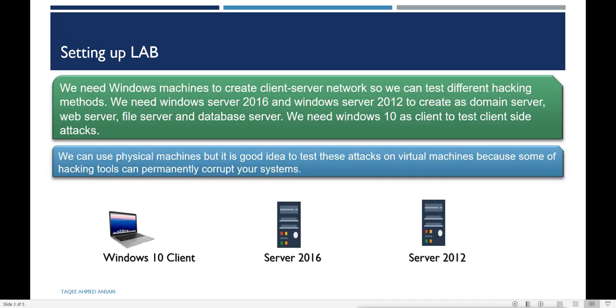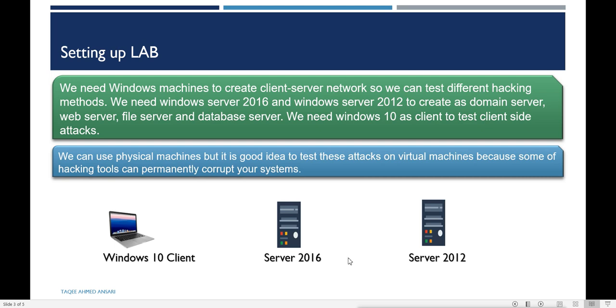So what we need basically is Windows machines to create a client-server network, so we can test different hacking methods. We need Windows Server 2016 and/or Windows Server 2012 as a domain server, so that we can create a domain and domain controller. Then we can create some web servers, so we need Windows machines to create the domain and web server. We can create file servers and database servers.